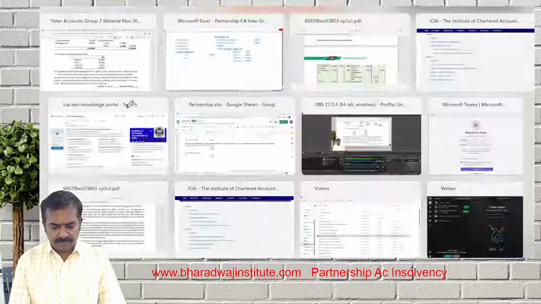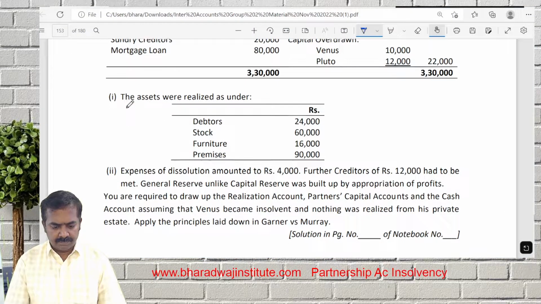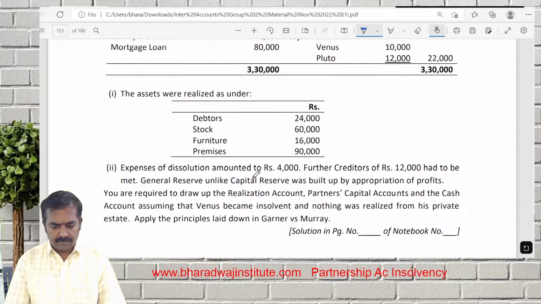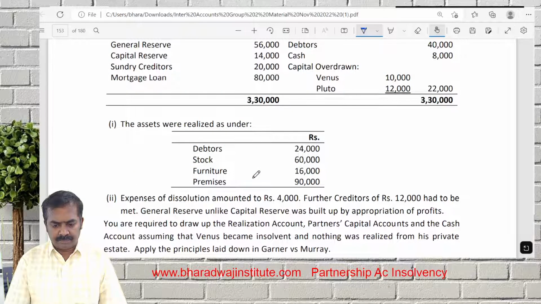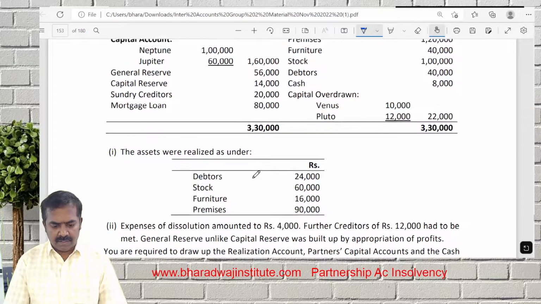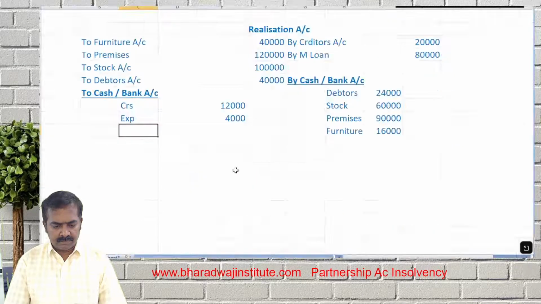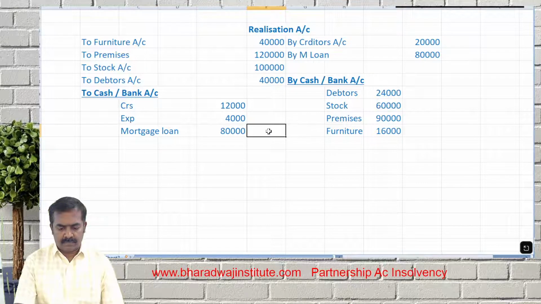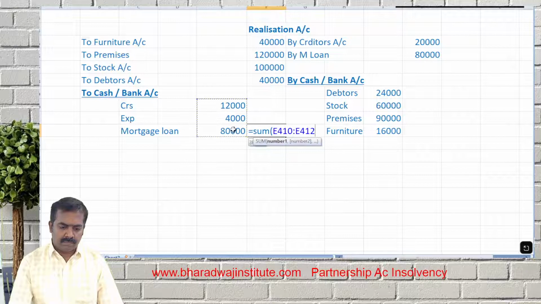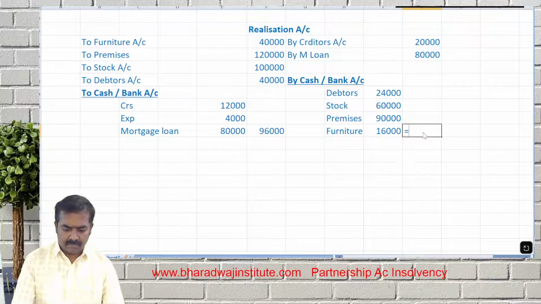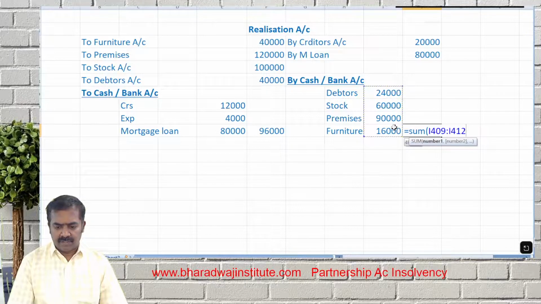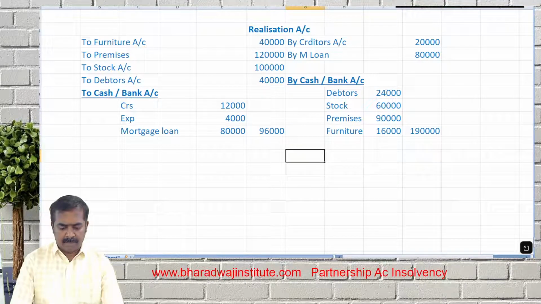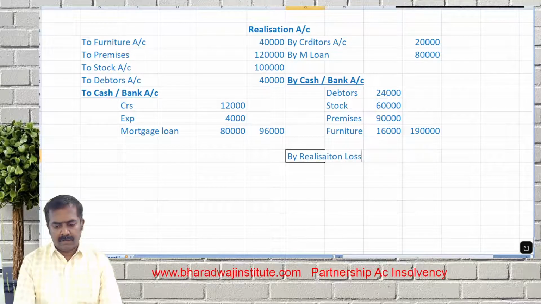Expense எவ்வளோ? Then that's all இல்லையா? Yes, mortgage loan we have to pay. எவ்வளோ பே பண்ணணும்? Profit or loss? Loss. What is the realization loss? 1 lakh?